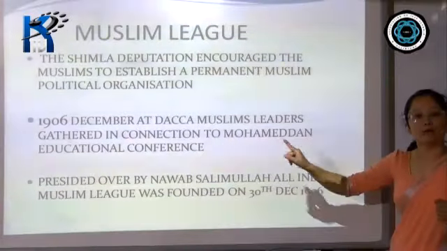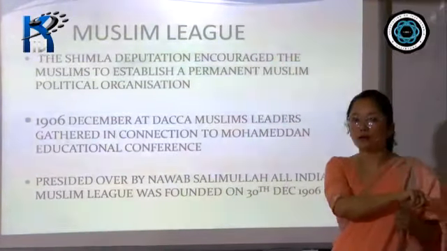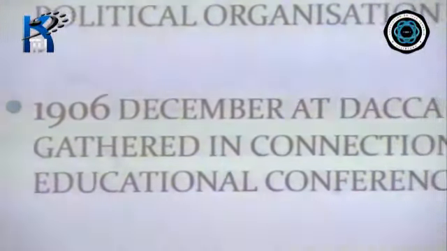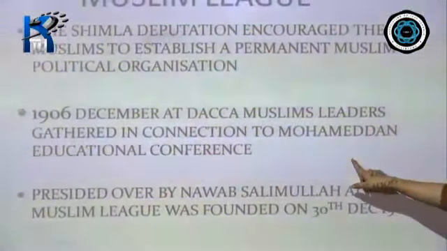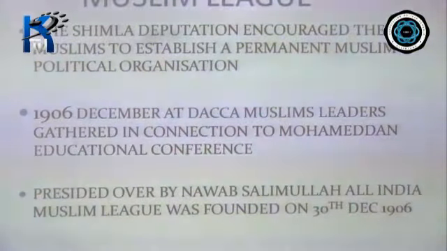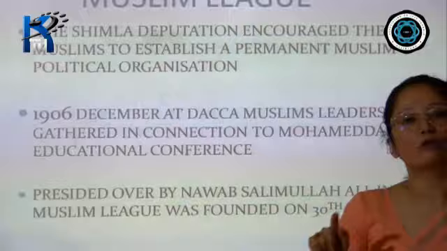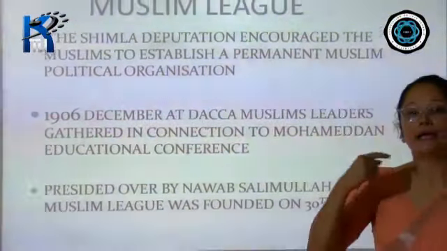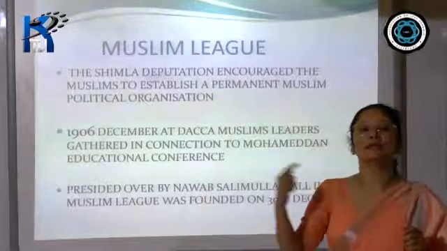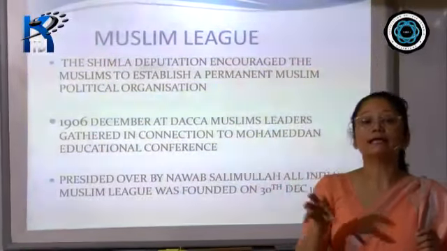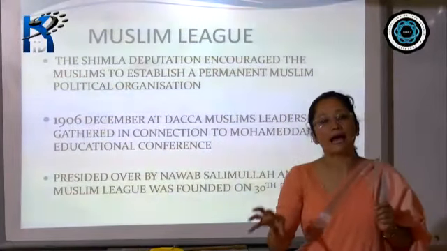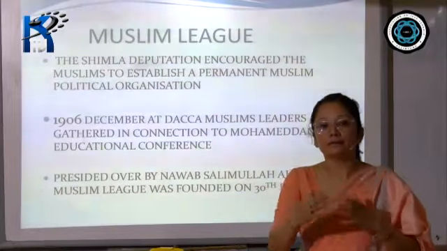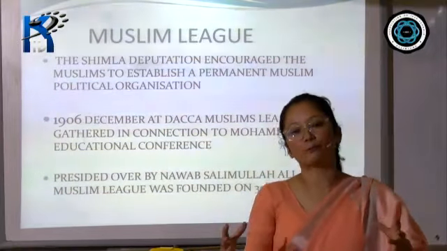Therefore, I've given you the timeline: in October they were in Shimla, and in December they were supposed to meet at Dhaka for a conference. Now, what was that conference? The Muslim leaders had to attend the Mohammedan Educational Conference. Remember, the Mohammedan Educational Conference was established by Syed Ahmad Khan. Every year, it was held in different parts of India. In 1906, it was time for it to be held at Dhaka. So, under the pretext of an educational conference, they were supposed to meet.